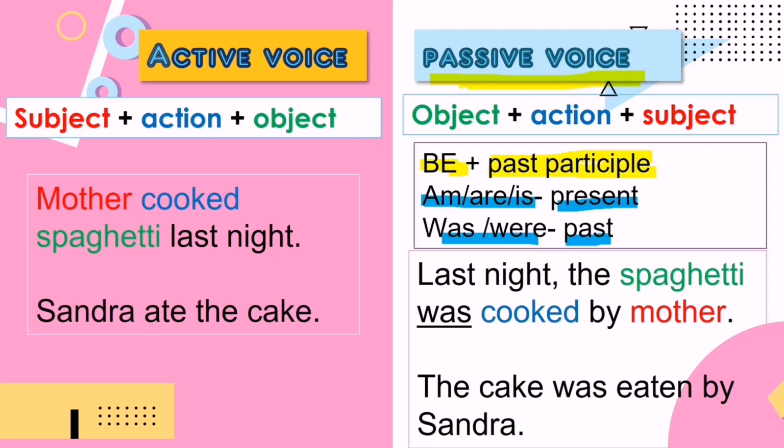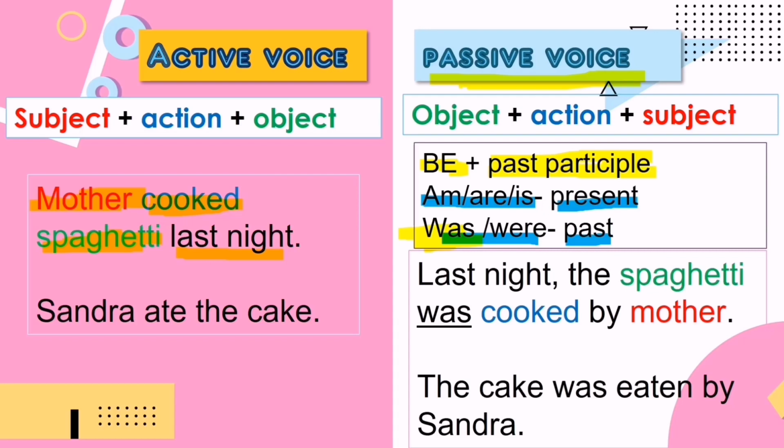In our first example, we have here, Mother cooked spaghetti last night. Who is our subject? Mother. How about our action? Cooked. Our object? Spaghetti. Since it is past tense, as you can see, last night is a past tense, then we are going to use was or were. It is singular, so we are going to use was. In passive voice, it's stated like this. Last night, the spaghetti was cooked by Mother.